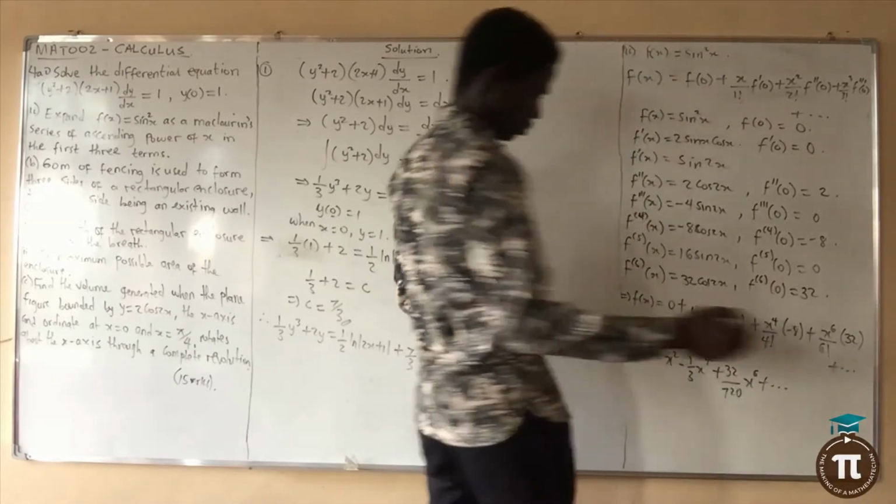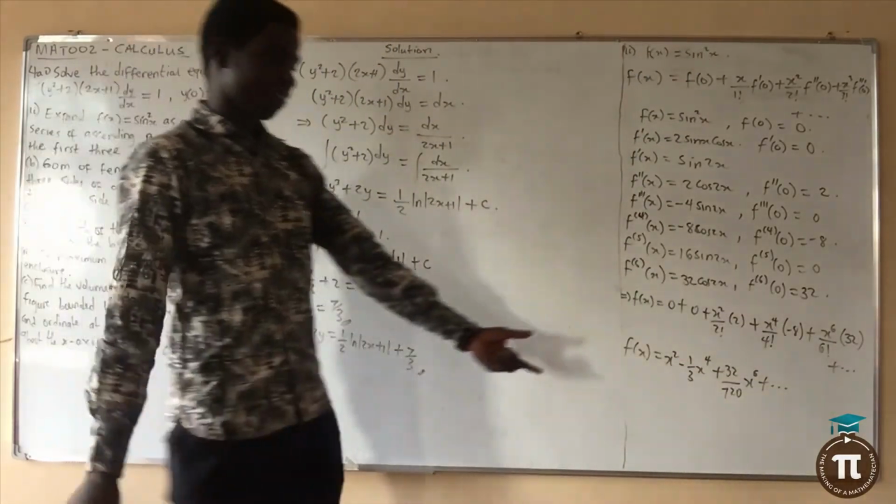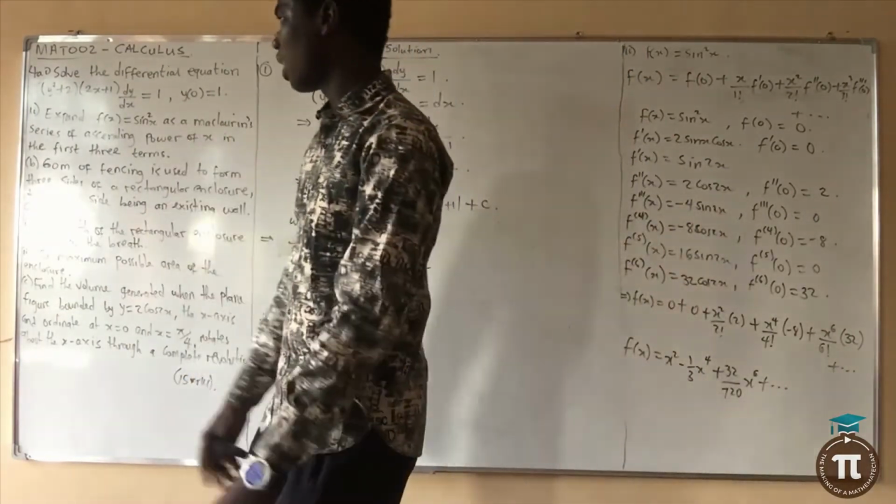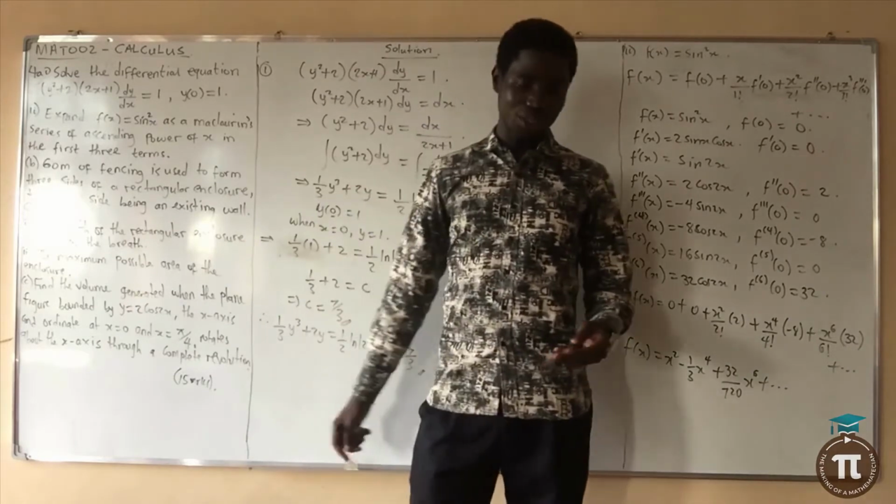Then you write all of those. So it goes on like that. So this is the first three terms of the power series, and that's all for the first question. Now let's come to the second question, B.